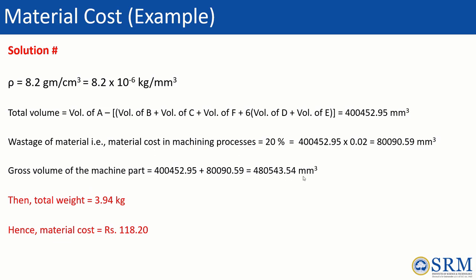So the total gross volume of the machine part, summing up these two, will be 480,543.54 millimeter cube. Multiplying this gross volume by our material density gives a total raw material weight of 3.94 kilogram. So at a rate of rupees 30 per kg, the final material cost will be 118.20 rupees. So with this we are concluding our analysis of cost elements and material estimation.